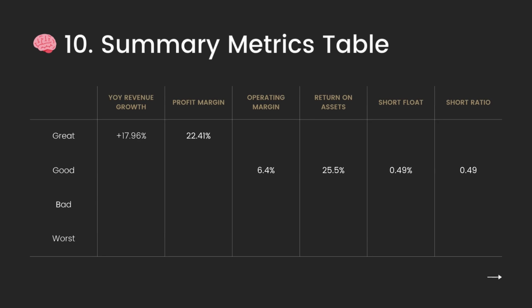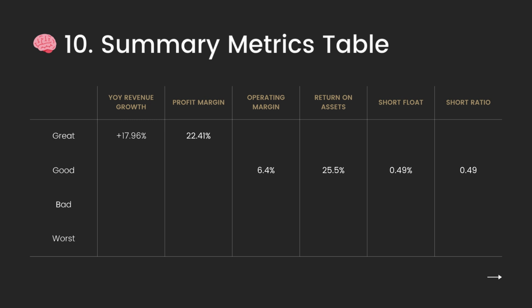And then let's get into the 10th pillar, the last pillar, the best pillar, the summary metrics table. So its year over year revenue growth is 17.96%, which is pretty damn good. This is a pretty good rate of return for 1 year. And then profit margins right now are at 22.41%, which is also very good. So a way to think of profit margins is for every $100 that you make in the company, how much do you keep? So for every $100 that they're making, they are keeping $22.41.